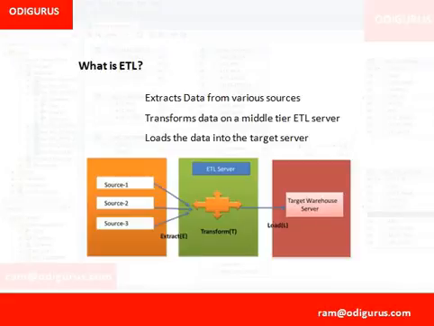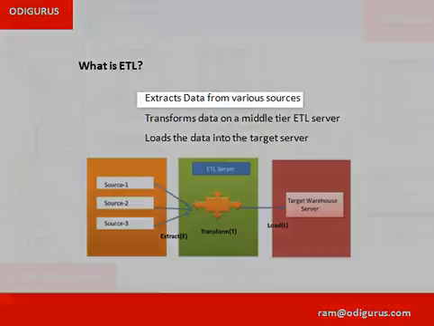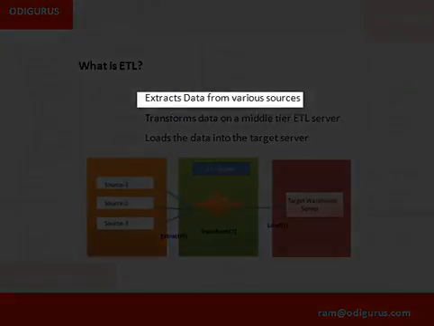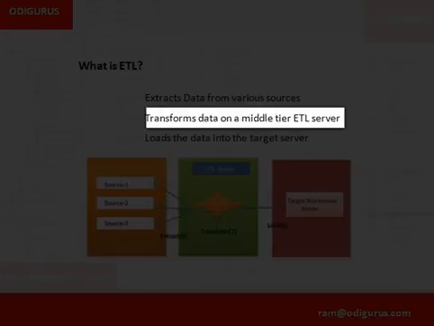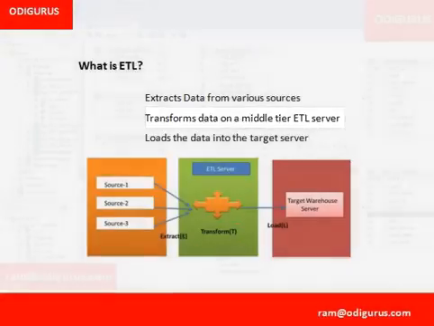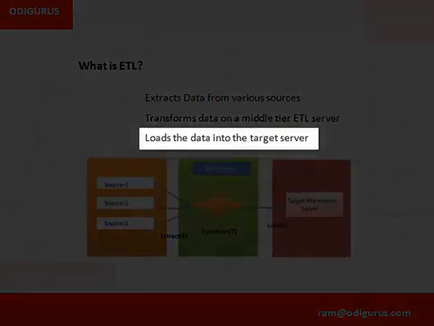What is ETL? Extract, transform, load. Basically, every traditional ETL tool operates on the basis of first extracting the data from heterogeneous sources, and then transforming the data in a middle tier engine. Basically, it is a proprietary middle tier ETL engine that is used as a staging area, and finally it loads the transformed data into the target warehouse server.